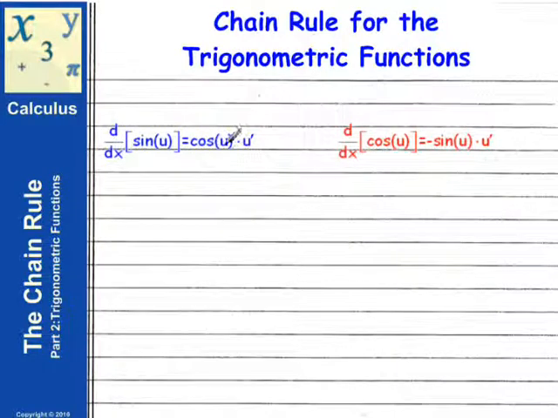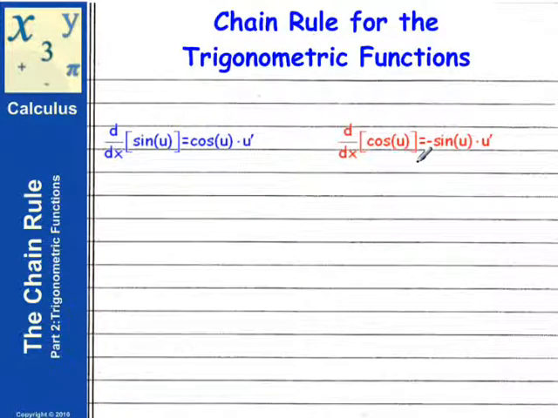Basically a restatement of what was on the previous page: the derivative of the sine of u, where u is some expression in x, is simply the cosine of u. I mean, the normal derivative of sine is cosine, so the derivative of sine of u is the cosine of u, but times u prime. That's where the chain rule portion comes in.